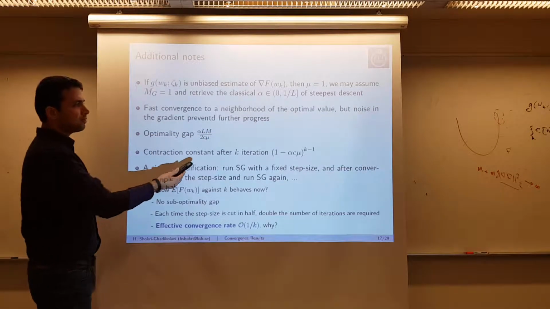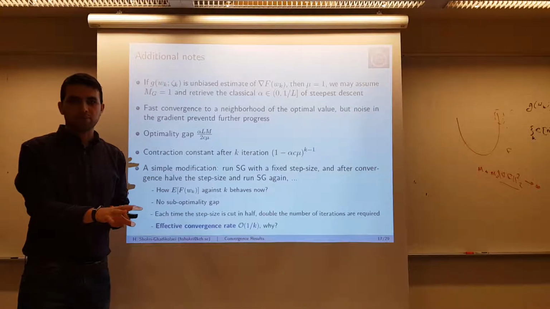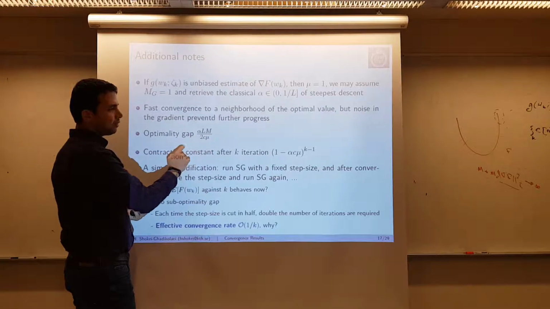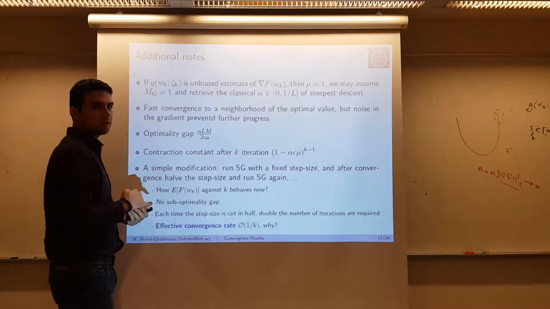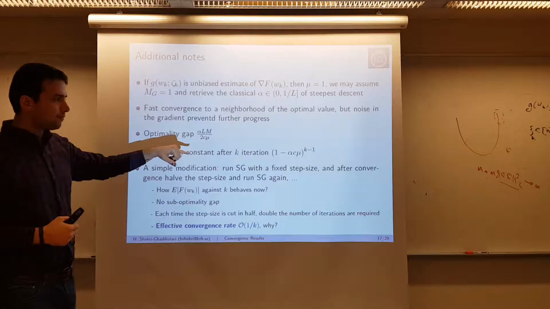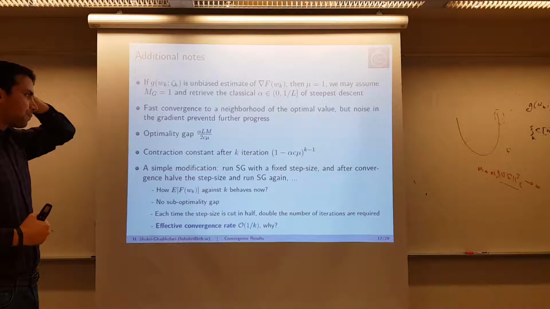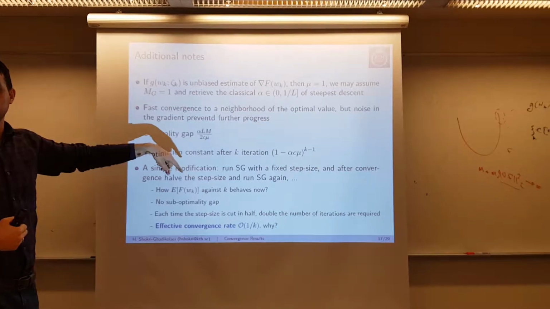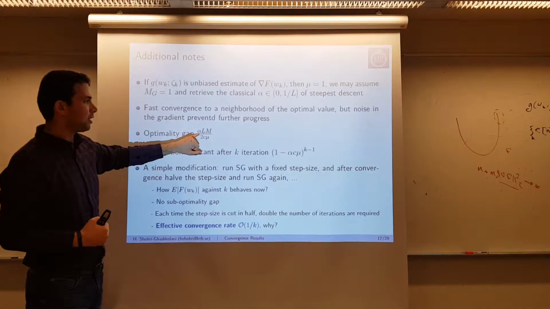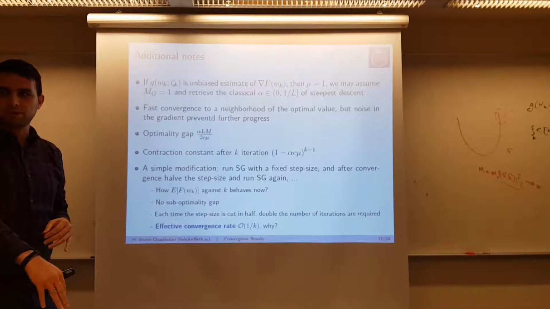For the sake of simplicity, now we have a given estimator, or given stochastic gradient, so we don't even have control on that. The only parameter we do have control over is alpha, the step size. So this is the optimality gap, and now the contraction constant after k iterations is like this. So we are not converging to 0, we are converging to this. But what we can do is make it smaller and smaller. Just assume that we divide it by 2. Now we are closer to the optimal solution, right?